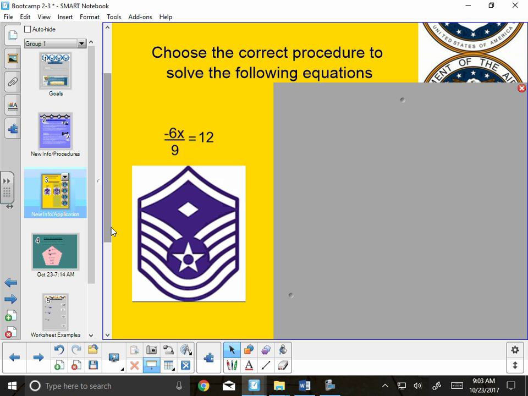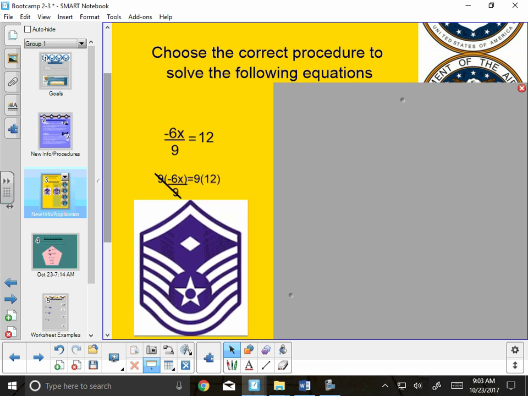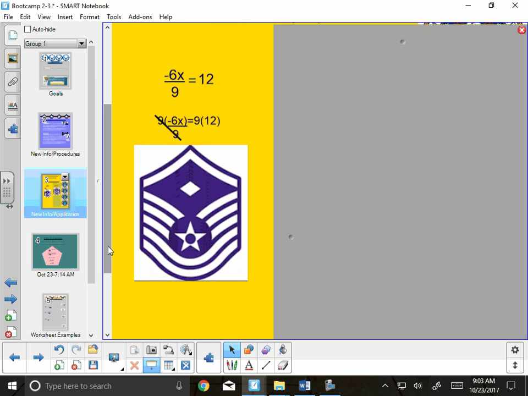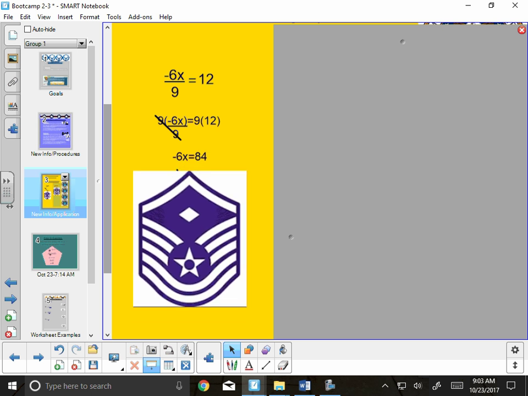So the first example that we have is negative 6x over 9 equals 12. The first thing that we're going to want to do is get rid of the piece that's not quite attached to that x. So technically it's negative 6x over 9. So we're going to multiply each side by that 9. When we do that, the 9 will cross out on the left-hand side, and then we'll get 9 times 12 on the other. So we'll end up with negative 6x equals 84.